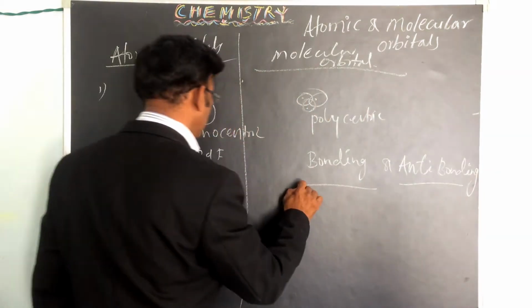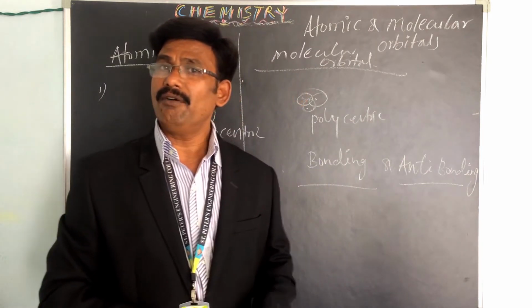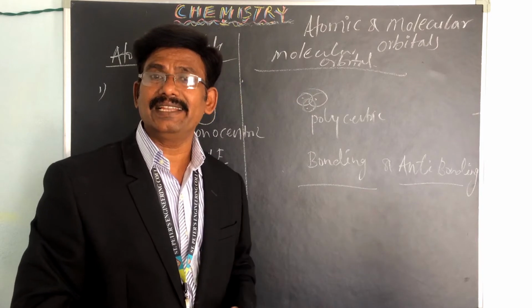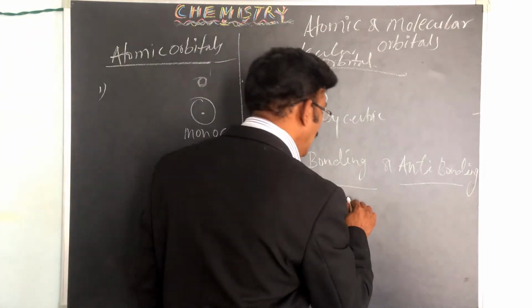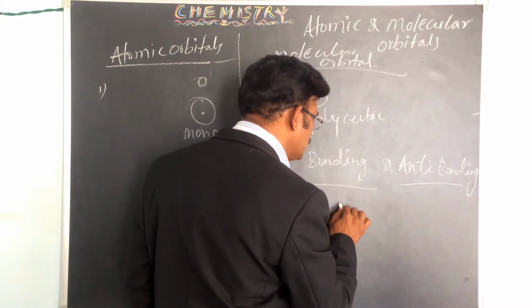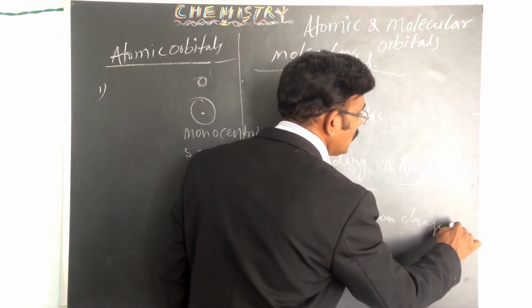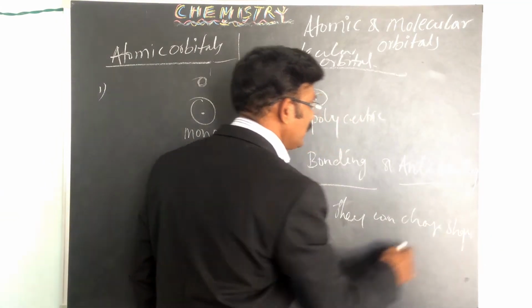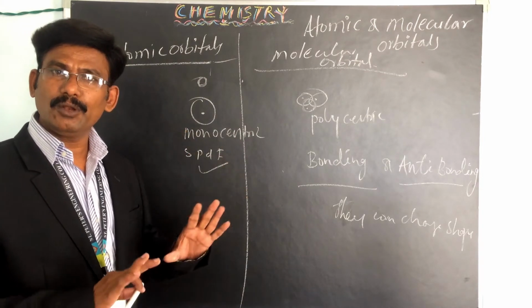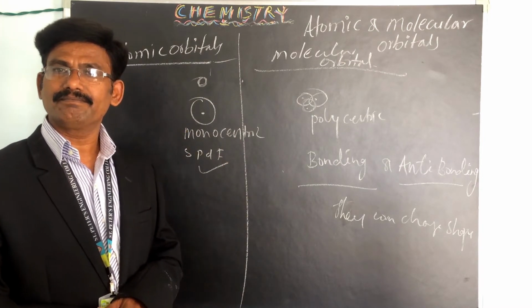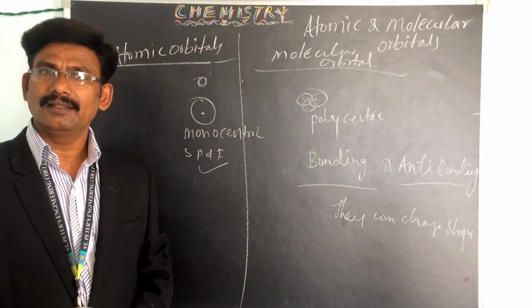Here the classification: s, p, d, f, and the bonding and anti-bonding. However, molecular orbitals can change their shapes depending upon the hybridization. Here there is no change. The s orbital is spherical, the p orbital has no changes. Molecular orbitals can change their shapes, but here there is no possibility.